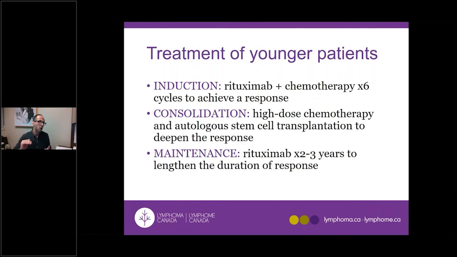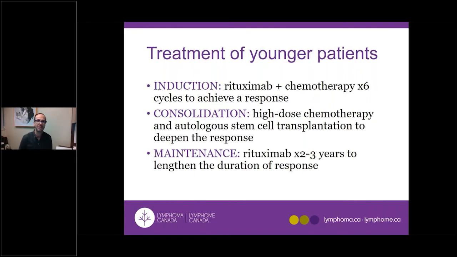And again, there are three steps in that process. The first step is to cool down the mantle cell lymphoma with treatment. And here what we do is we use the monoclonal antibody rituximab in combination with a chemotherapy of some kind. And you can use different chemotherapy regimens here. You can use bendamustine, you can use CHOP, you can use DHAP, you can use a number of treatments, and you achieve a response, ideally a complete or a partial response.